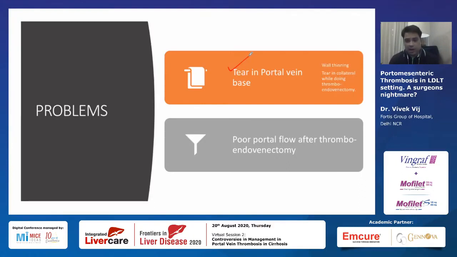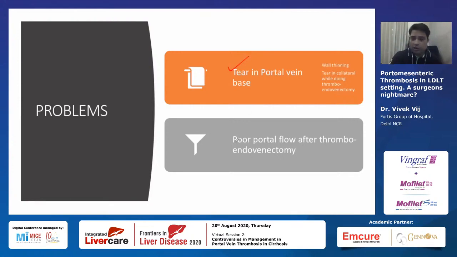So I always tell my surgeons to be very calm, don't take any risk, keep some wall with the portal vein, and keep a map of collaterals. So don't be too over enthusiastic in removing the thrombus in these cases.